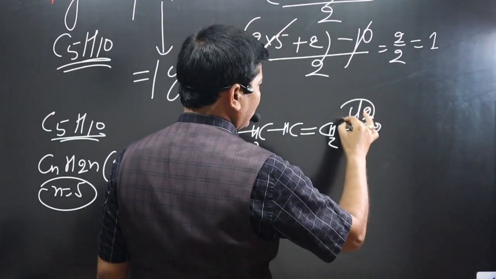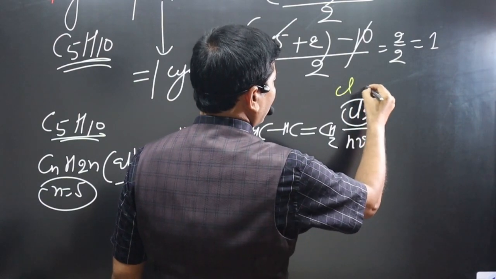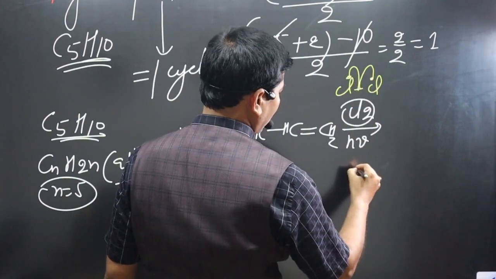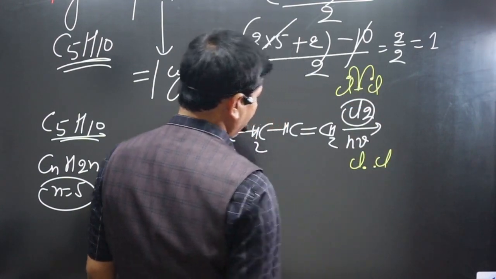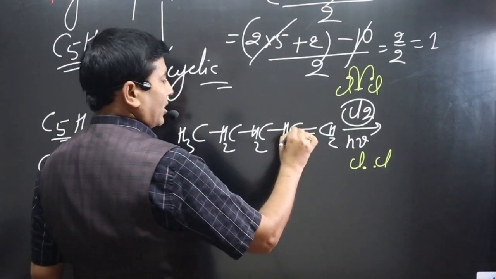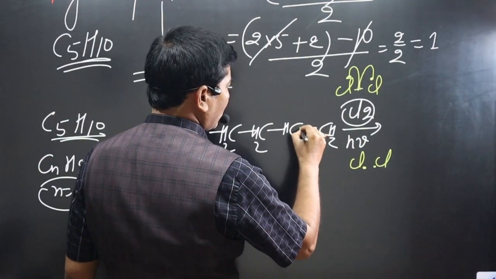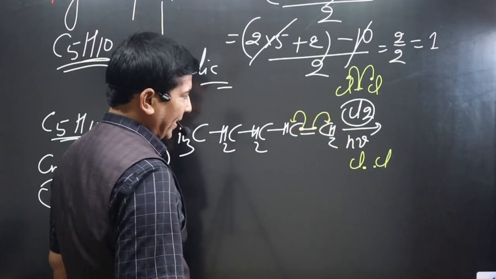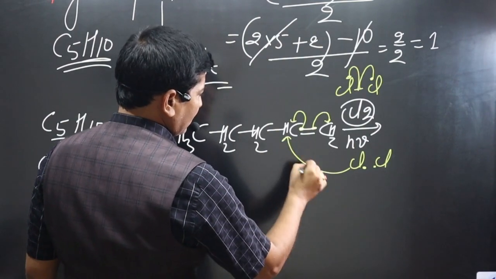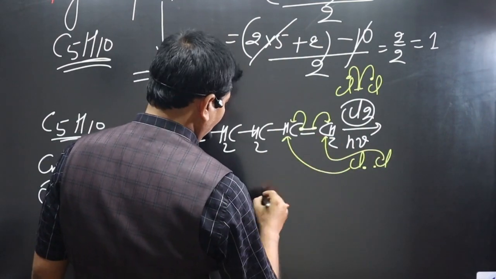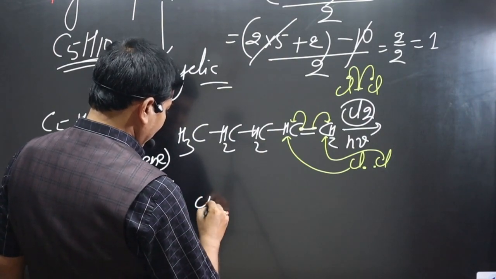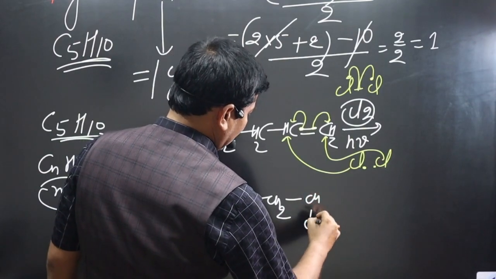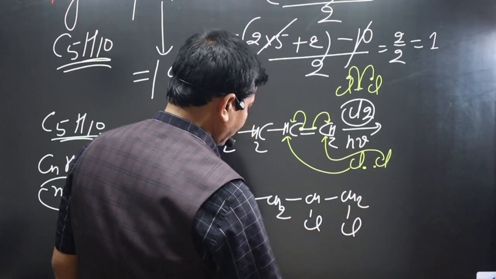You can see Cl2 is there, so we can have equal distribution of the electrons. Here we get Cl dot, and here also Cl dot. Also, the pi bond is there, and the pi electrons are equally distributed, so one dot goes here and one dot goes here. So Cl will connect to this carbon and this Cl will connect to this carbon. As a result, the product we get is CH3, CH2, CH2, then CHCl, and CH2Cl.